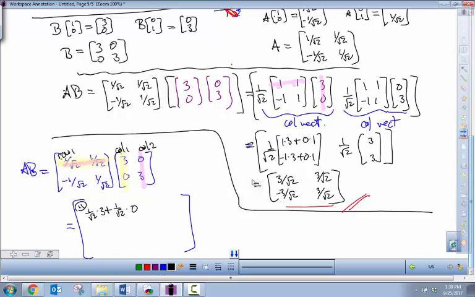So row 1 and column 2, that's the 1, 2 position. And in the 1, 2 position, you're going to do that dot product thing again. So the dot product is going to be 1 over root 2 times 0. That's the first element. And then 1 over root 2 times 3. So that's going to be in the 1, 2 position.